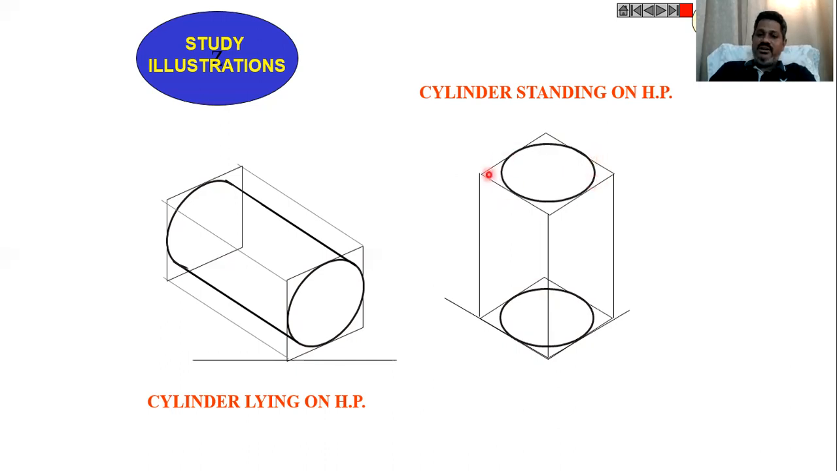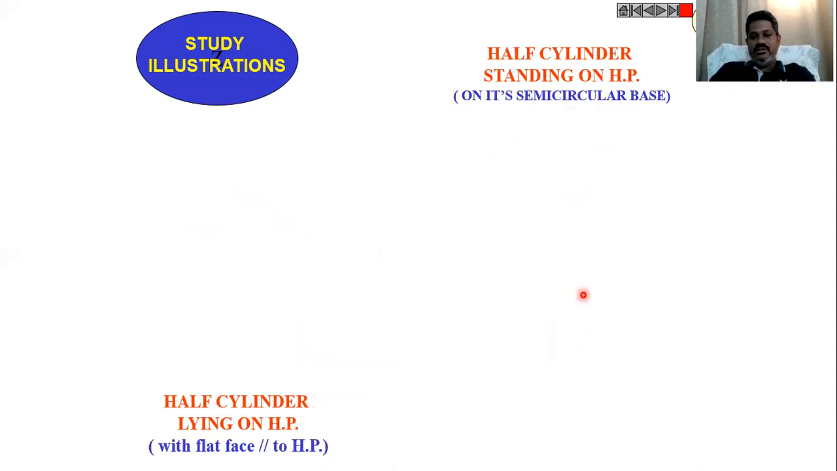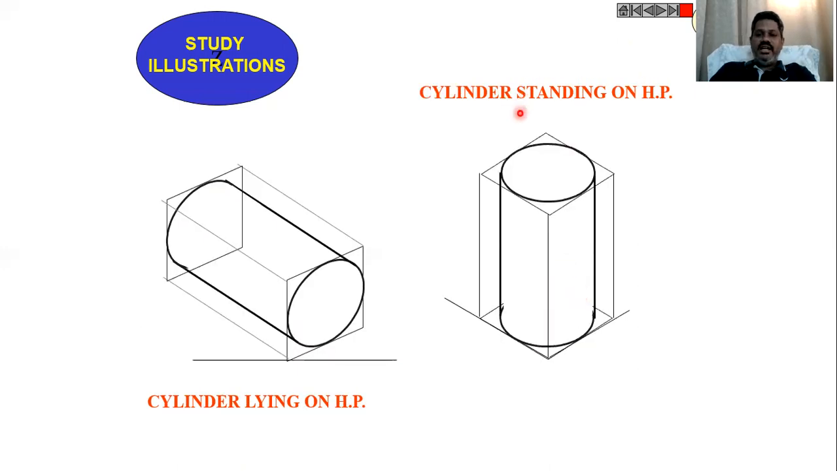Also construct one more ellipse here. Then draw the tangents for these two. Then this edge will be the dotted line, if we want to represent it as a dotted line, otherwise we can skip it. So that will be the cylinder standing on HP. In the earlier case, the cylindrical surface is lying on the horizontal plane, but in this case, one of the faces, top or bottom, is lying on HP.